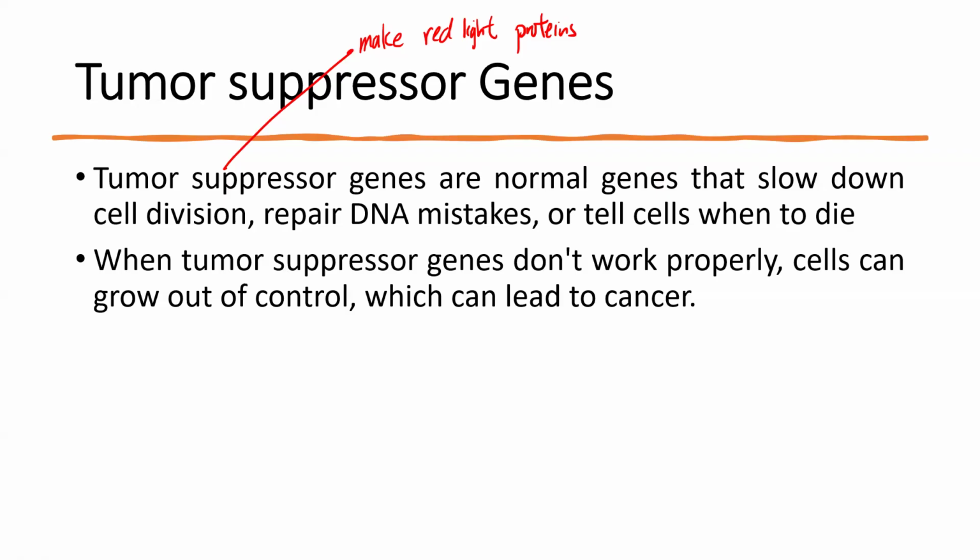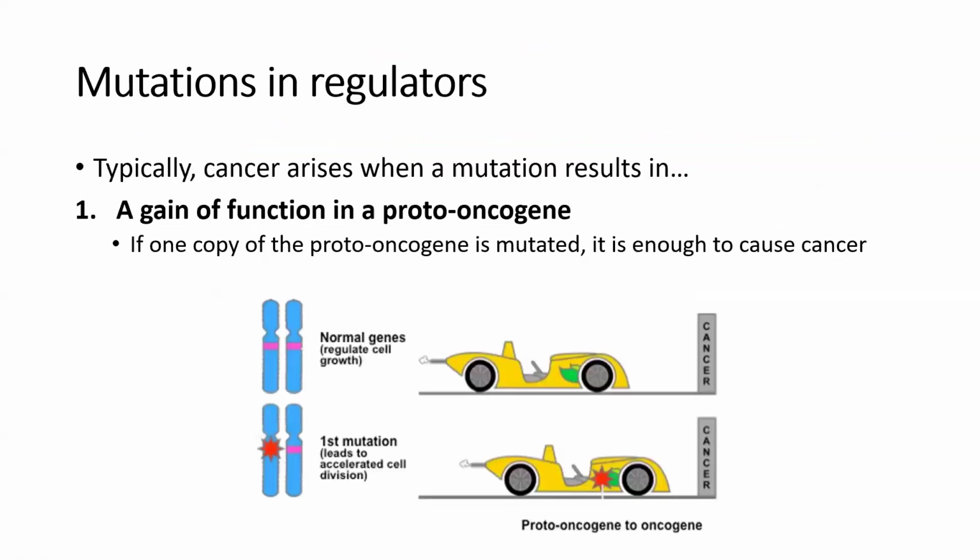So the normal versions are proto-oncogenes and tumor suppressor genes. When they mutate, both can lead to uncontrolled cell division. But the kind of mutation is going to be a little bit different. For proto-oncogenes, it is called a gain of function mutation.